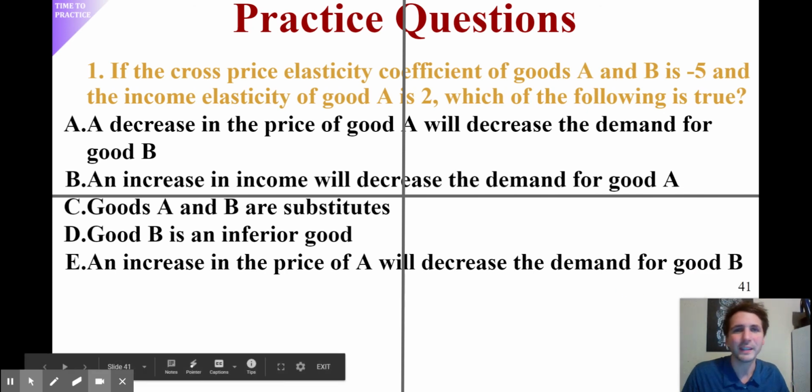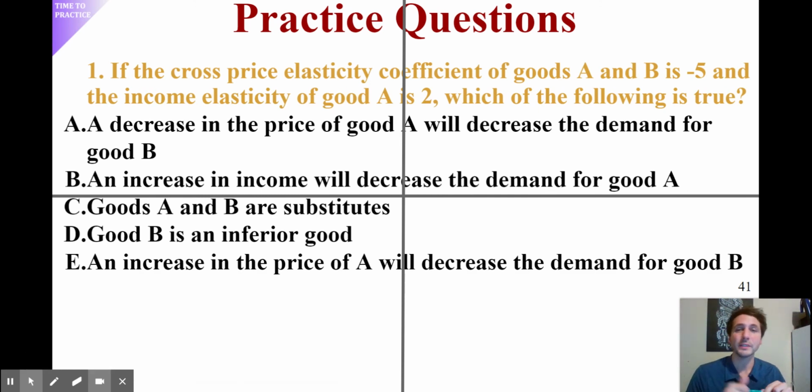The cross price elasticity coefficient of goods A and B is -5, and the income elasticity of good A is 2. Which of the following is true? And it gives you a list. Give you a second to answer that question. Okay, you should have answered E.